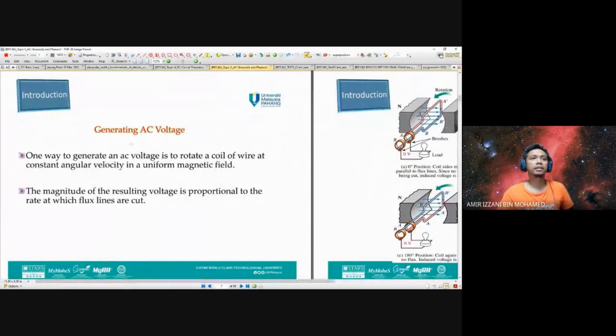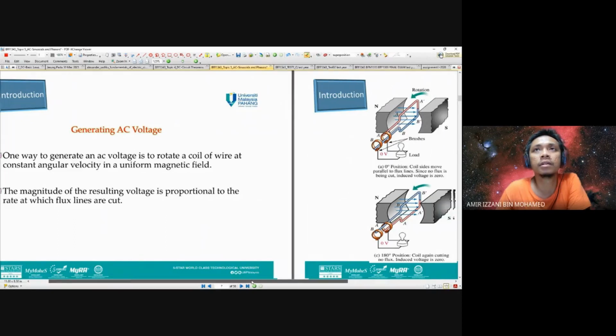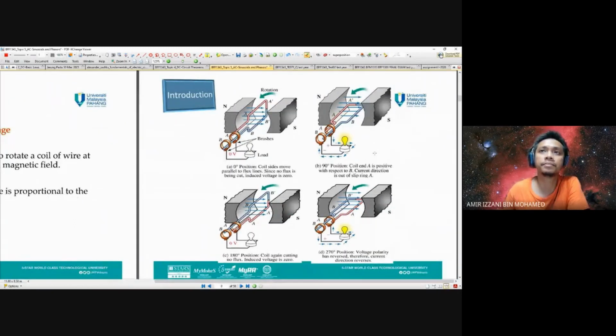In generating AC voltage, there is one way to generate it: rotate a coil of wire at constant angular velocity in a uniform magnetic field. For example, like this image. This is a constant magnetic field, north and south. This is a simple one, so we can generate AC voltage by this configuration.